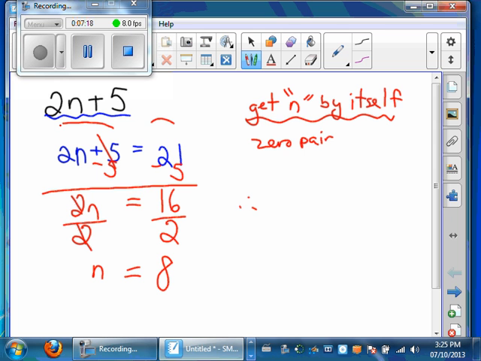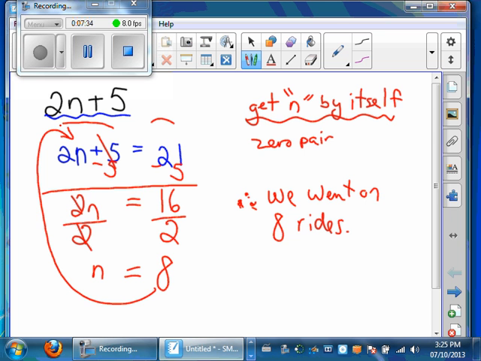So therefore, we went on 8 rides. And just to double check that, we can actually plug 8 back into the original equation just to make sure that that actually works. So we'd say 2 times 8 plus 5 has to equal 21. Well, 2 times 8 is 16, and 16 plus 5 equals 21.